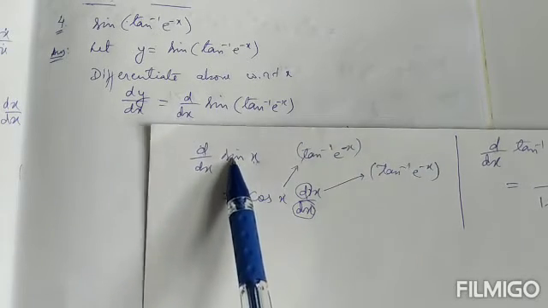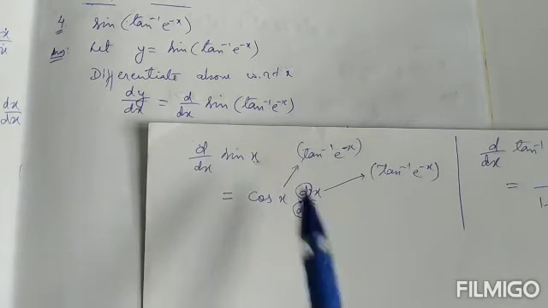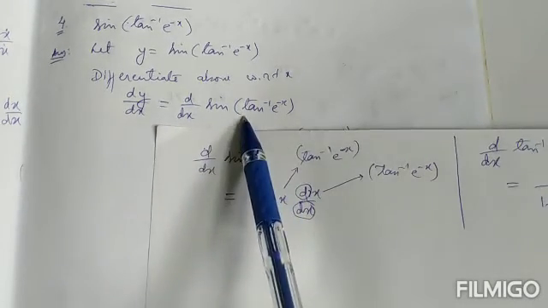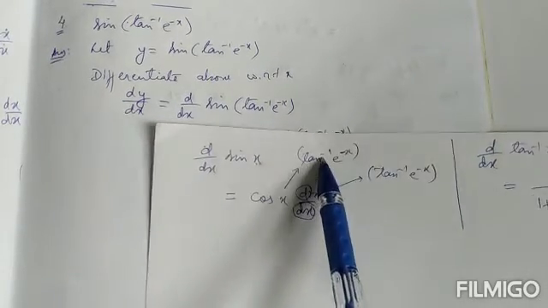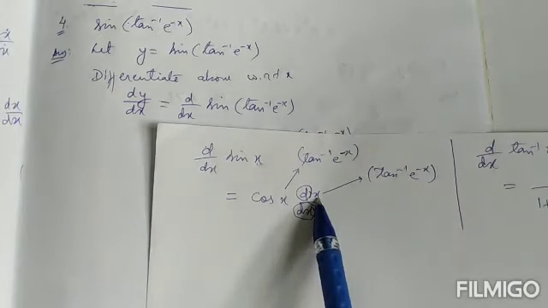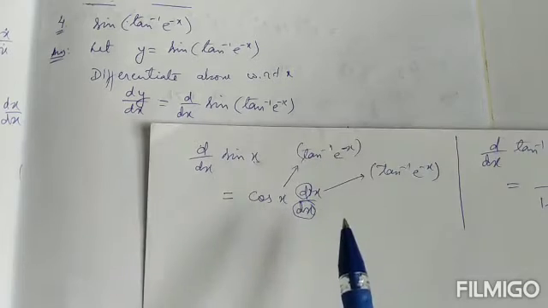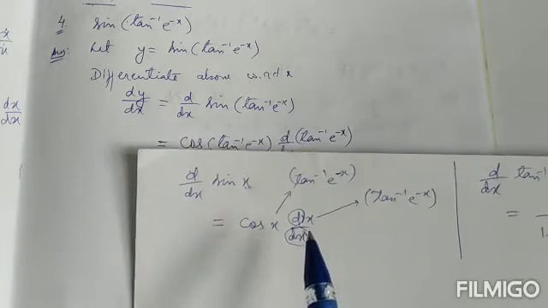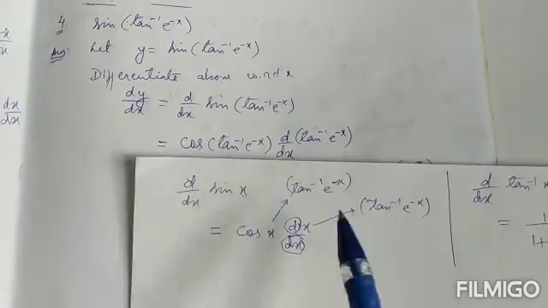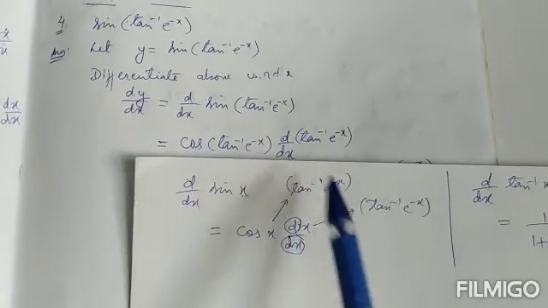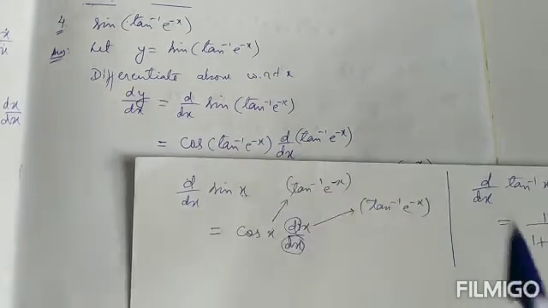The formula says that when I differentiate sine of x, I will get cos of x dx by dx. So what is our x in this case? It is the whole thing inside the bracket. So wherever x is present, I should replace it with that bracket, tan inverse e power minus x, and then d by dx remains the same. That means in the next line I should get cos of tan inverse e power minus x, which I have written here, and then d by dx remains the same, and then in place of x again, tan inverse e power minus x.